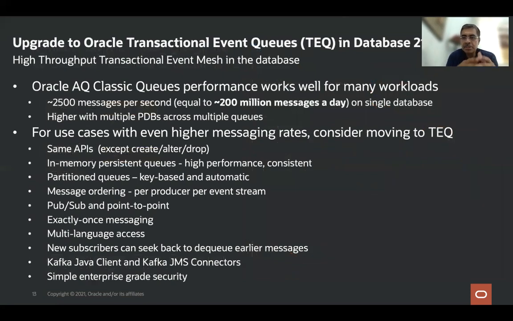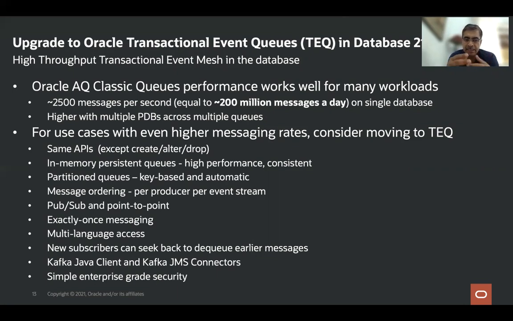For AQ users who have been using AQ, we always get some questions around performance. AQ is performant for many workloads. It works well. If you're looking at, say, about 200 million messages a day, it does very well on a single database. You can, of course, get higher throughput with multiple databases as well. So if you're happy with about 2,500 messages a second, AQ is a great choice in the Oracle database. However, for use cases with even higher messaging rates, you should consider moving to TEQ, Transactional Event Queues.